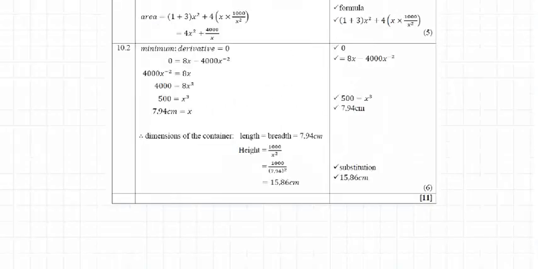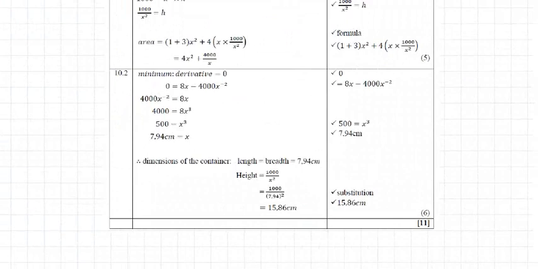Okay, let's check the memorandum on the other side. As you noticed, we have a mark for making it 0, another mark for writing the derivative, and then you solve for x. The cube root of 500 is 7.94. So that is the length and the breadth. They are equal anyway. And the last dimension is height. That's like the last mark, because to find the height, we need to use that given information. So the height is not just x, it's 1000 over x squared, and that's how we got the dimension for the height.